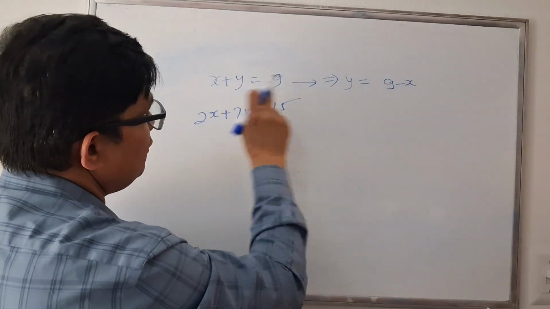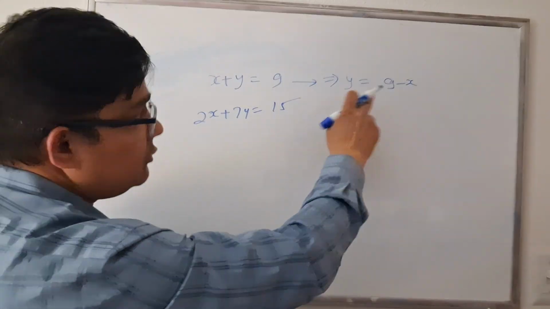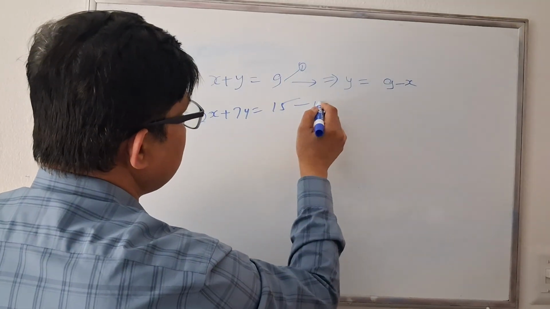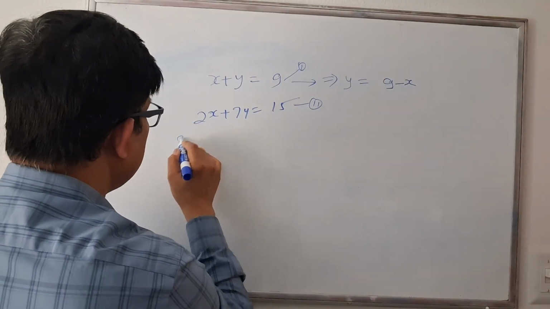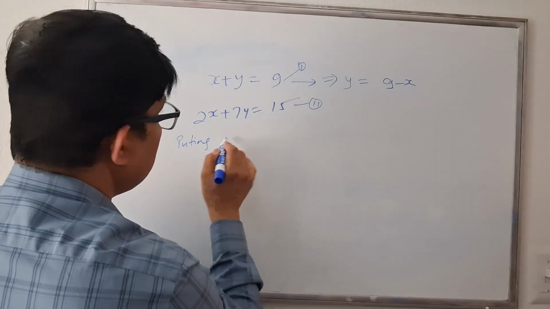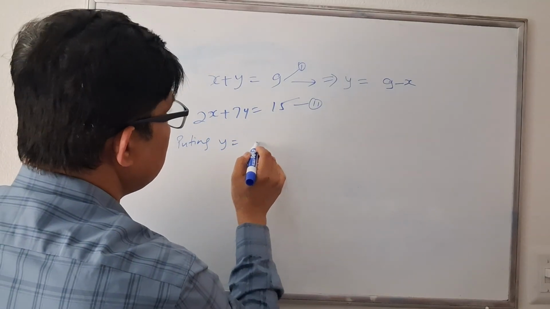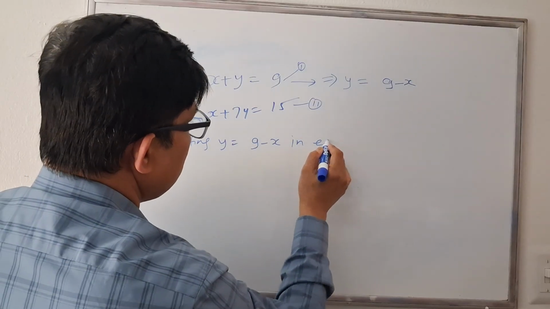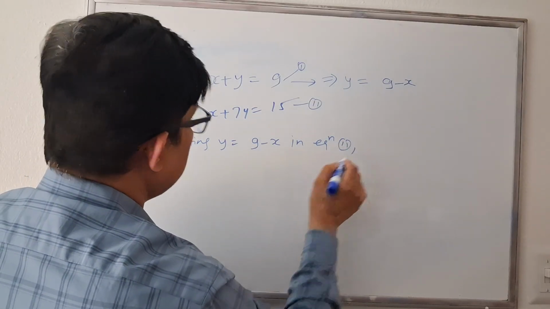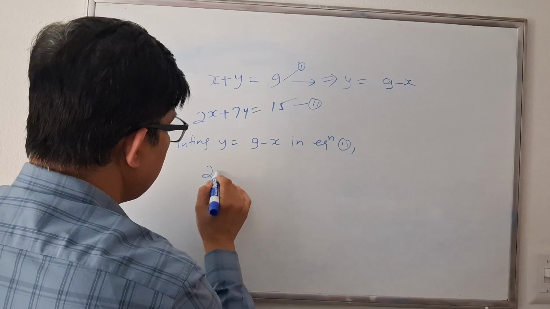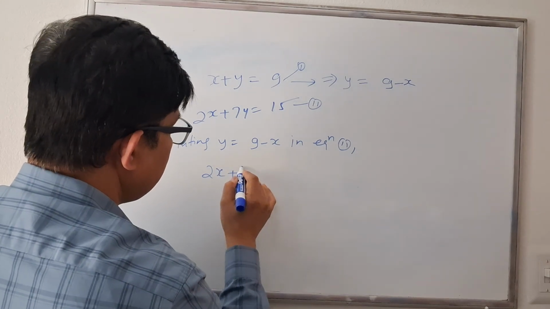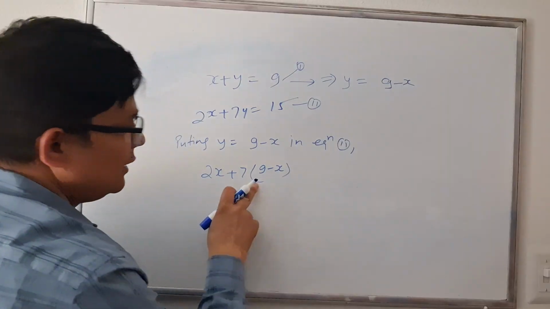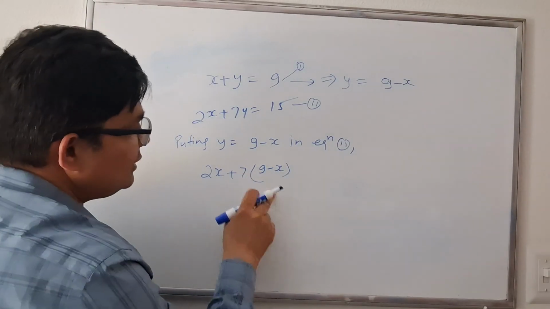Y I will keep on the left hand side. So that will become 9 minus x. So let's call this equation number 1, and this equation number 2. So you put y equal to 9 minus x in equation 2. So what will you get? 2x will remain same. 7 times y. What is y? 9 minus x. See? This is called substitution.